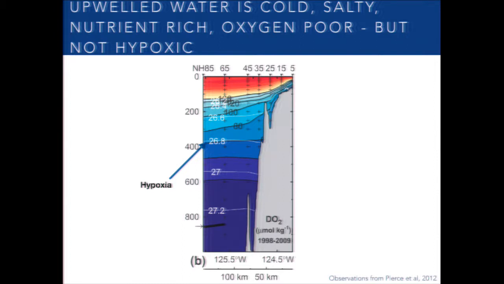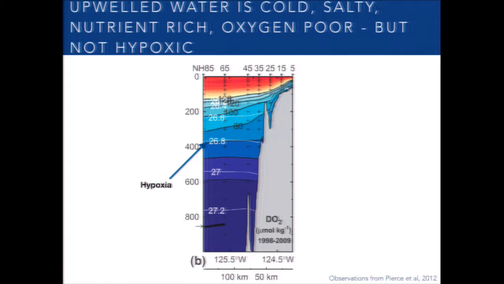So the hypoxic water, this is from a climatology off the coast of Newport from 1998 through 2009. So these are actual observations from the Newport line, right? This is from Steve Pierce et al. in 2012. And the hypoxic boundary is about here. So around 400 meters or so climatologically. But as we've seen, that can move around from year to year from these variabilities.